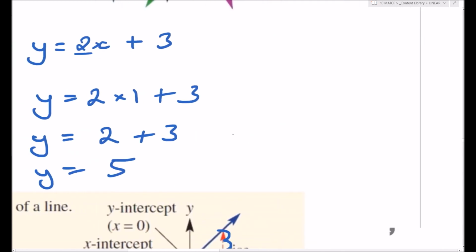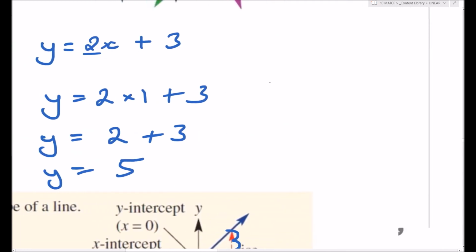What about if I go up by 2? So that means if I change x to 2, what's the next amount going to be? Remember, this gradient just tells you how much you're going up by each time. So you're left with 2 times 2. I'm going to look for the next one, plus 3. So y equals 2 by 2 is 4 plus 3.